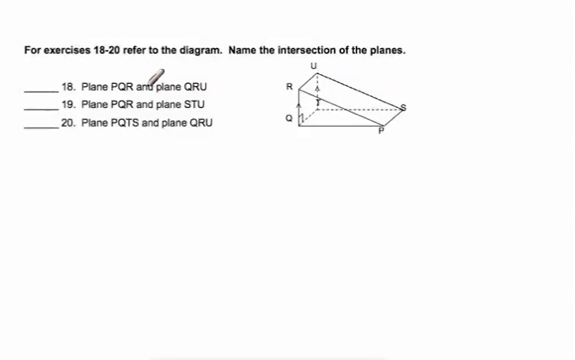For exercises 18 to 20, refer to the diagram. Name the intersection of the planes. Plane PQR, all right, and plane QRU. So we have this plane represented by the triangle here, and plane QRU by the back face here of the object. What is the intersection of this plane PQR and QRU? Their shared points are along line QR.